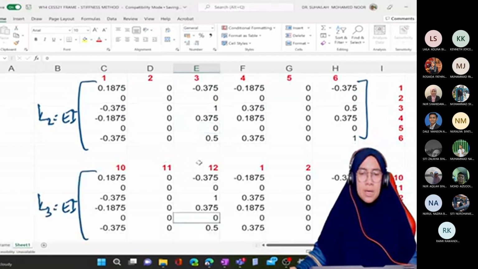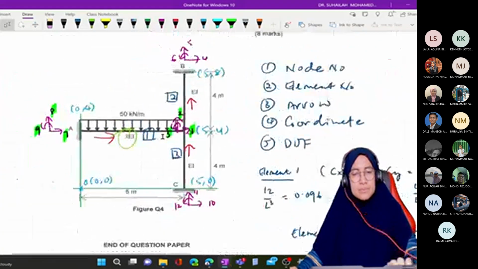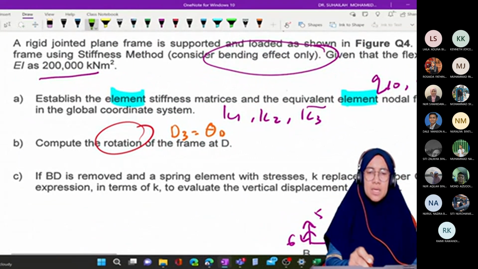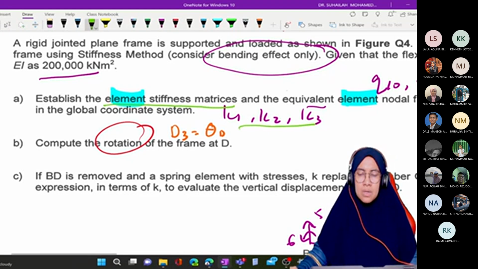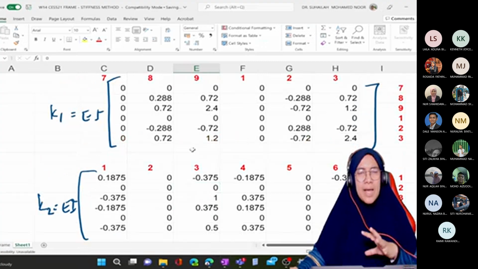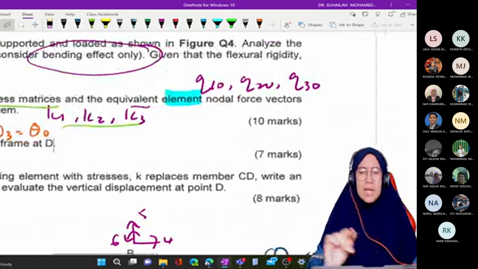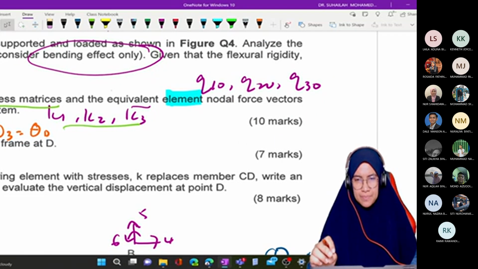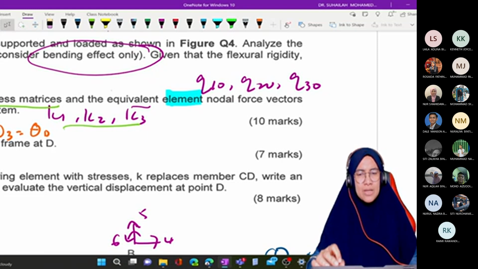Okay, so this is the answer for the element stiffness matrices K1, K2, K3. So this is actually the answer. Okay, we continue to calculate the equivalent element nodal force vector, or equivalent element nodal forces. Okay, for this we will use fixed end reaction to calculate.